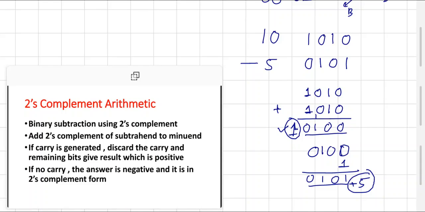So, 2's complement arithmetic. Let's see binary subtraction using 2's complement. Add the 2's complement of the subtrahend to the minuend. If the carry is generated, discard the carry and the remaining bits give the result. Remember that in case of 2's complement, if carry is generated, discard the carry and the remaining bits give the result, which is positive. And if there is no carry, it means the answer is negative and it is in 2's complement form. So you have to remember that.